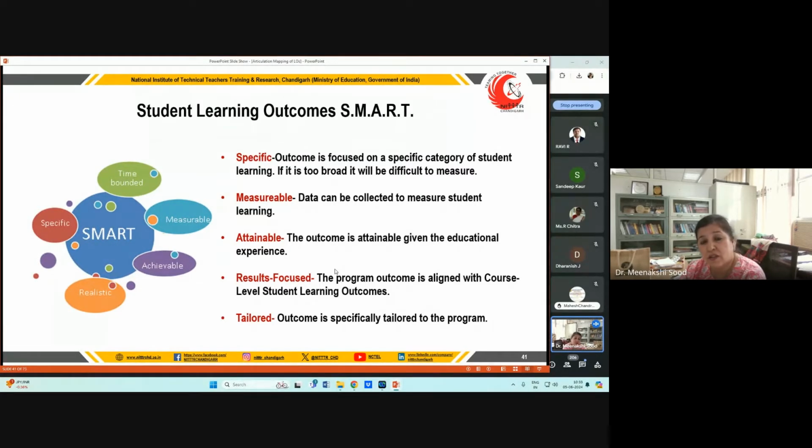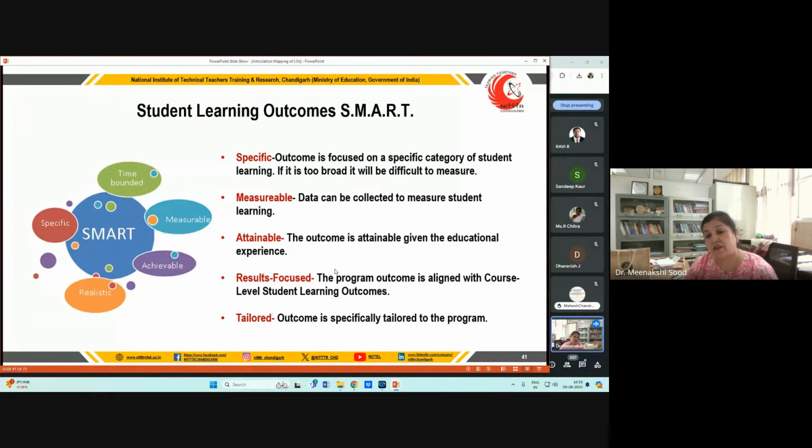But the course outcomes have to be SMART. They have to be specific, they cannot be broad like POs, and POs are broad statements. They have to be very specific, particular to that subject, the topic you are teaching. They have to be measurable, because at the end of the day, when we do the attainment, we have to quantify and measure it. So for quantification and for checking the attainment, the CO should be measurable, and they should be attainable.